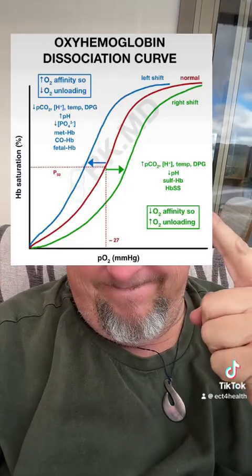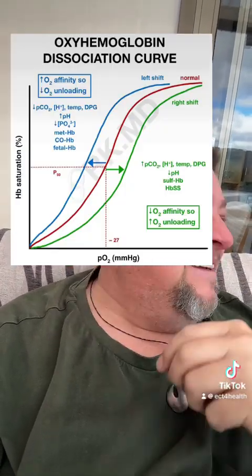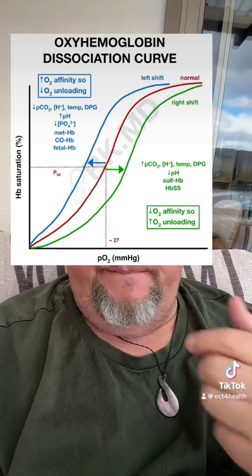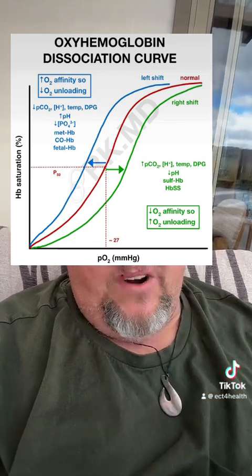So a common question that I get is about the oxygen hemoglobin dissociation curve. And you've seen the oxygen hemoglobin dissociation curve. This is it here. It's confusing, and trying to explain it is complicated. So I'm going to give it a crack.